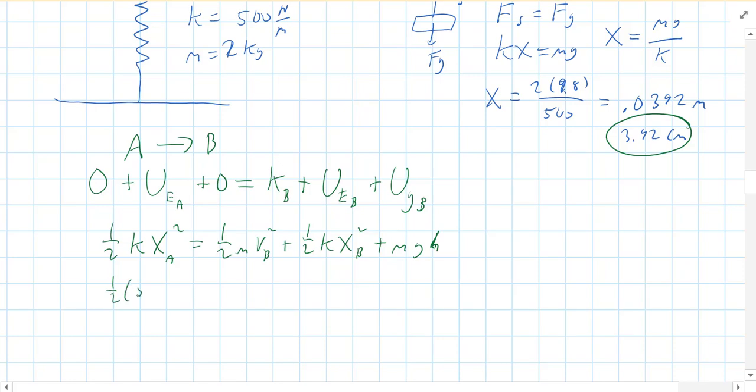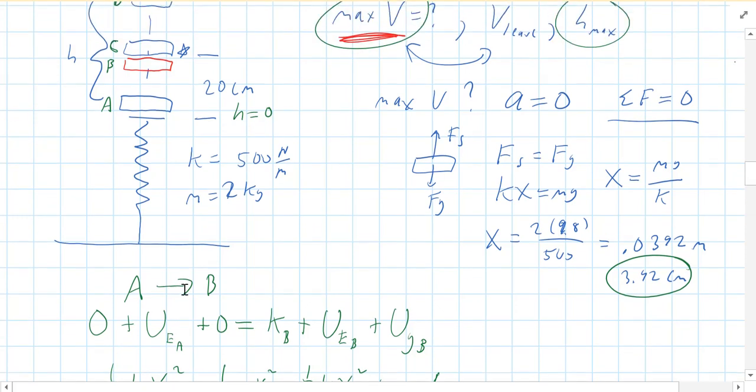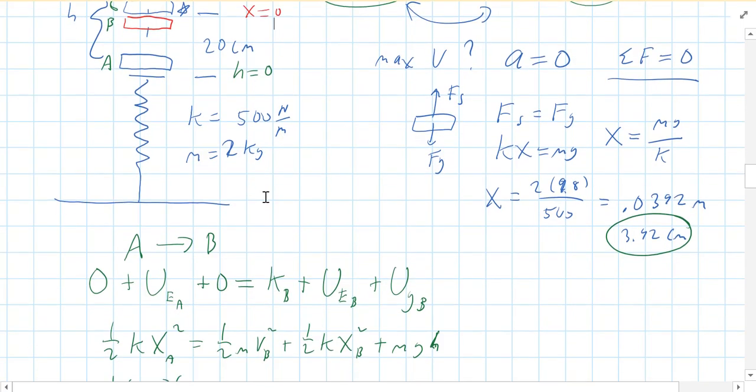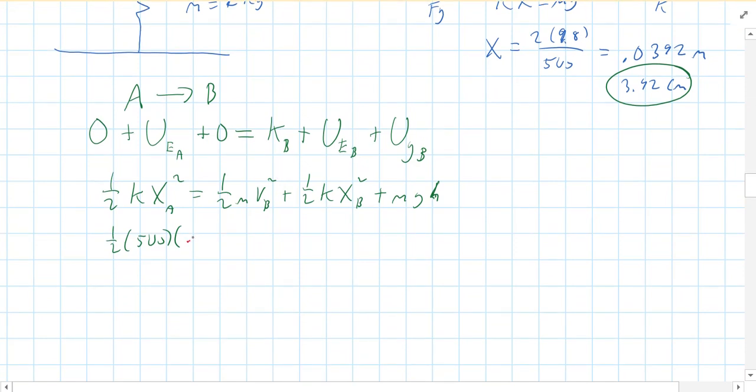All right, so we've got 1/2 times 500. X is always how far the spring is compressed. For the spring, X equals 0 when it's uncompressed. At the beginning, at point A, we're compressed 20 centimeters, which is 0.2 meters, squared, equals 1/2 the mass of the book times v squared. We're trying to find that v squared. That's our max velocity, which I'll still call b. Plus 1/2 k, which is 500, sorry, 500.